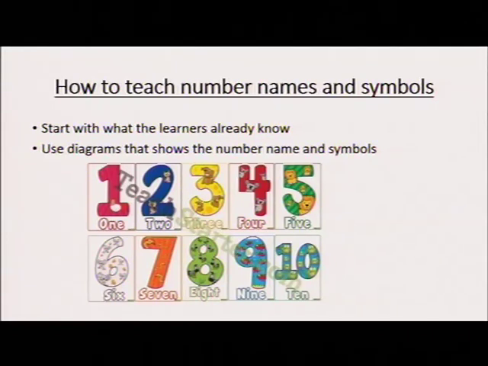I show the child the one object. Then I will write the symbol, which is now the one, for the child on the board. And then I will also write the word for the child, one. So the child already knows the word one. Now he sees one object, he sees the symbol for one, and he sees the number name. And that is how I introduce all my number names and symbols to my learners.